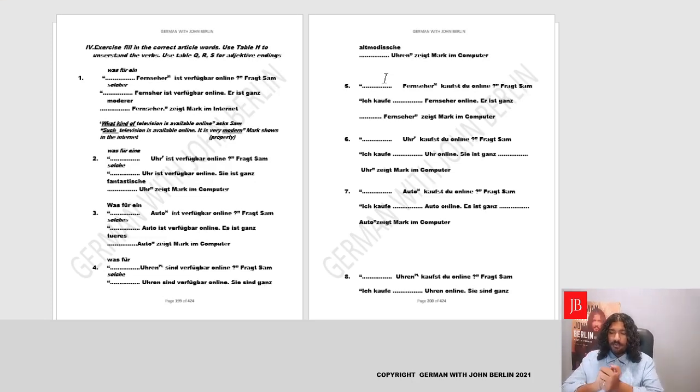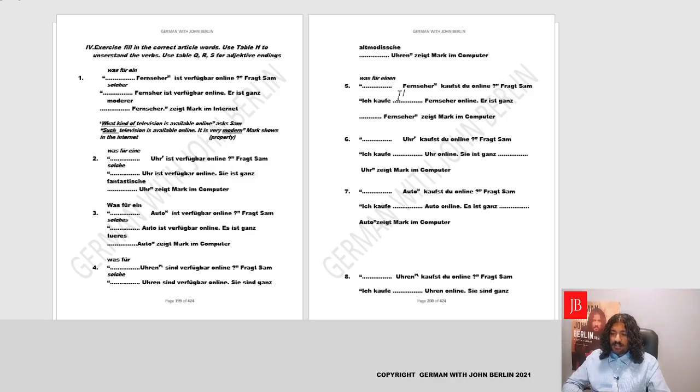What kind of? If you go to accusative, you'll remember it'll be just like den, die, das, die, but we don't want den, die, das, die. We want ein article. So it'll be einen, eine, ein. So we'll pick up einen. So we'll say was für einen Fernseher kaufst du online? What kind of a television do you buy online?